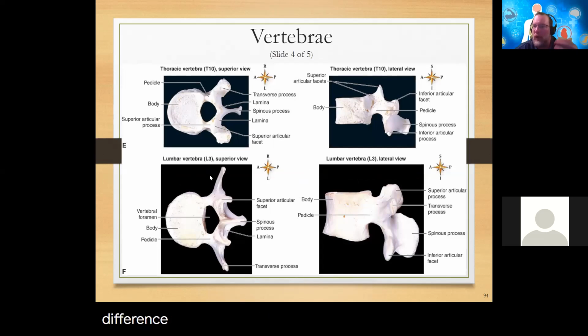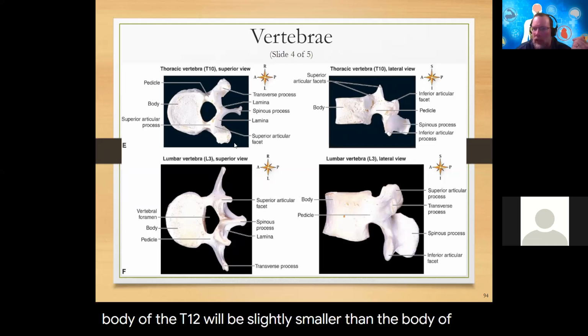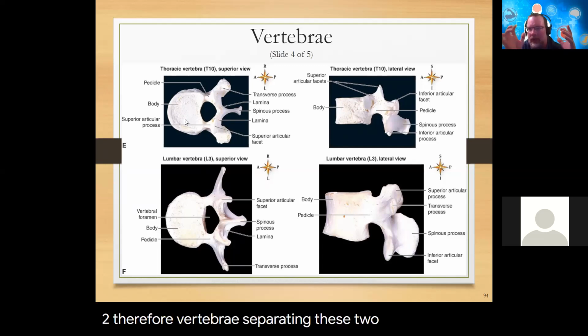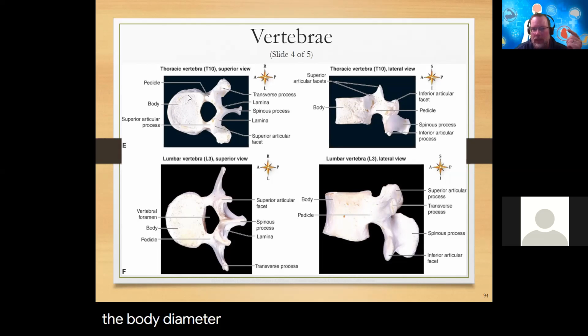How do you tell the difference between a thoracic and a lumbar? Well, one of the primary ways is certainly the body, which will be slightly smaller. Even the body from a T12, the last thoracic, and the first lumbar, T12 and L1, there are still going to be differences. The body of the T12 will be slightly smaller than the body of lumbar 1. This is showing T10 and L3. So there's 11, 12, 1, and 2. There are 4 vertebrae separating these two. So obviously the body diameter is going to be a little more dramatic from one versus the other.